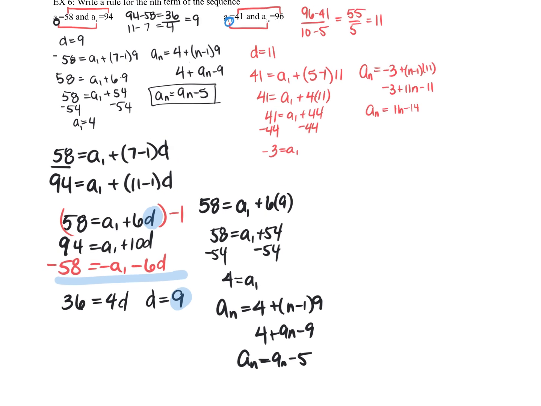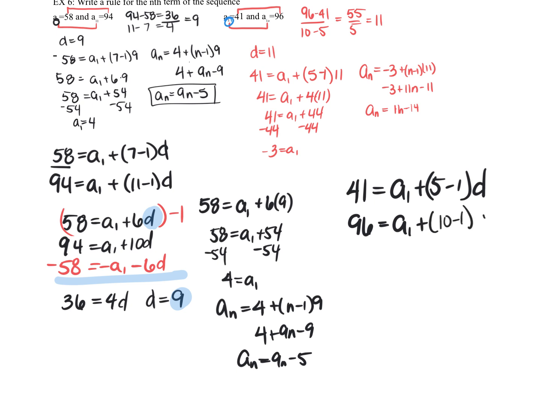You can pause the video and do the other one the same way. I'm going to show it to you. So pause it, try it on your own. Now let's see if you get the same thing I did. If I go this way, I'm going to go 41. Okay, that's my AN, equals A1 plus 5 minus 1, n minus 1, times D. I don't know that yet. Let's pretend we didn't figure that out a different way. And then 96 equals A1 plus 10 minus 1 times D.